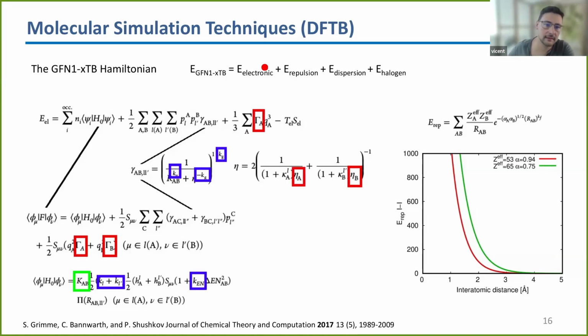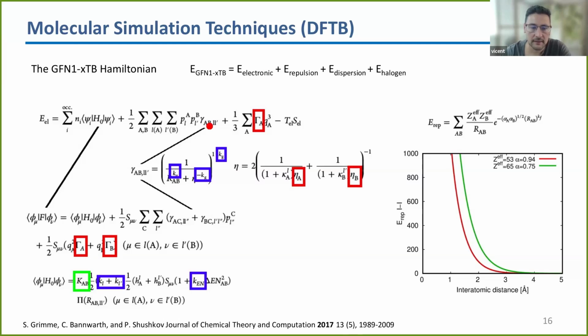I have highlighted in different colors, so the blue ones are parameters of the method, so they are all the same for all the elements. The red ones are element-specific parameters, so each element has its own parameterization, and there's only one in the whole Hamiltonian, which is intended to make some correction to the interaction between two different elements, A and B.